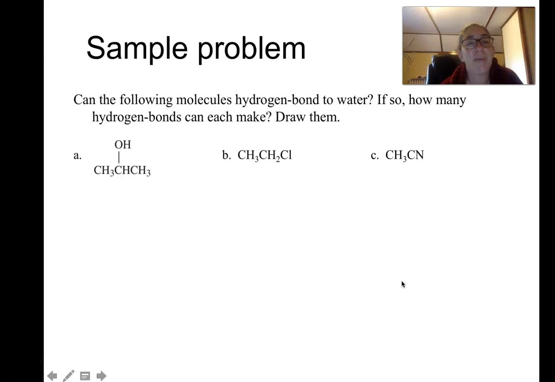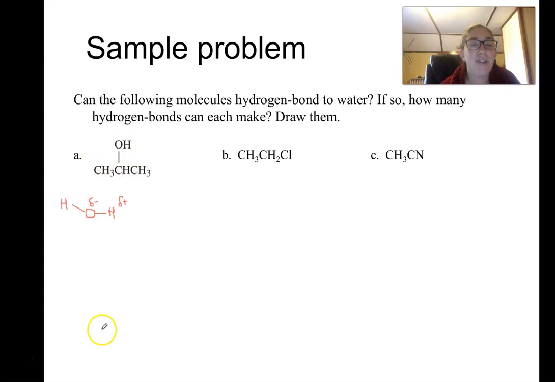So let's do a quick sample problem. We're going to draw out some hydrogen bonds. So it says, can the following molecules hydrogen bond to water? If so, how many hydrogen bonds can each make? And let's draw them. So first, I think the first thing we should do is draw out our water molecule. So here's a water molecule, H2O, so 2 H's, 1 O. All right, these hydrogens, because they're bonded to oxygen, which is a hog, the hydrogens are going to be partially positively charged, and the oxygen's going to be partially negatively charged.